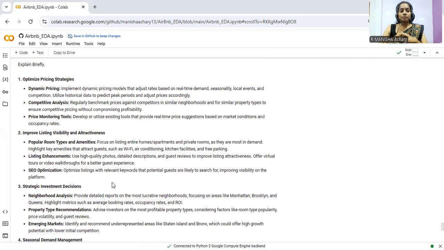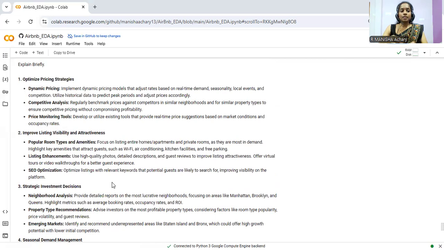Optimize pricing strategy means implementing dynamic pricing models and regularly benchmarking prices against competitors in similar neighborhoods, and developing or utilizing existing tools that provide real-time price suggestions based on market conditions and occupancy rates.